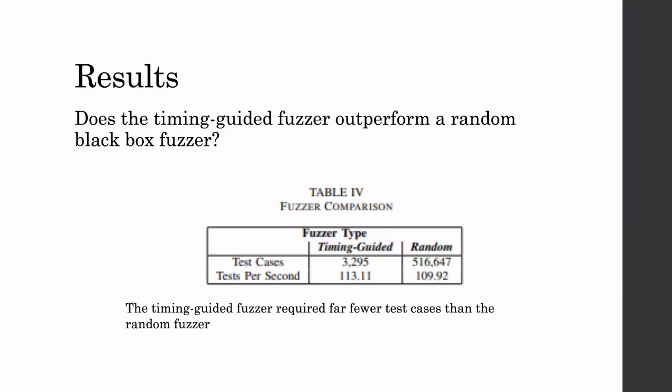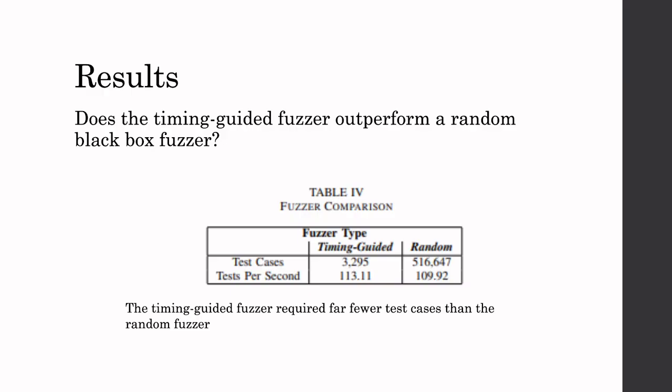Now for the final question. Does the timing guided fuzzer outperform a random black box fuzzer? Now for this test, the random black box fuzzer is very similar to the timing guided fuzzer that was designed and implemented here. But what the black box fuzzer does is instead of taking the time, instead of recording it, it just goes ahead, generates some random inputs, and sends that out. It doesn't care what the results are, only cares as far as to see whether it crashed or timed out.